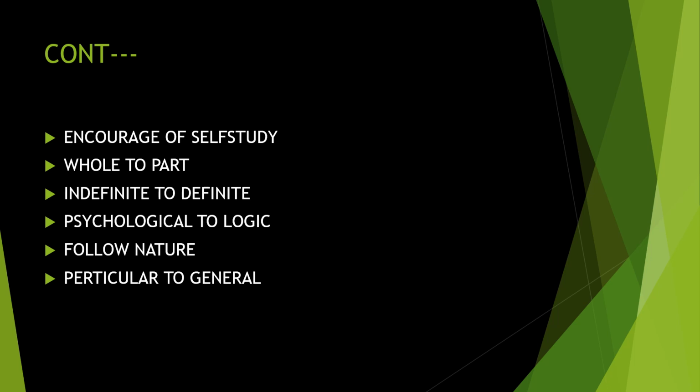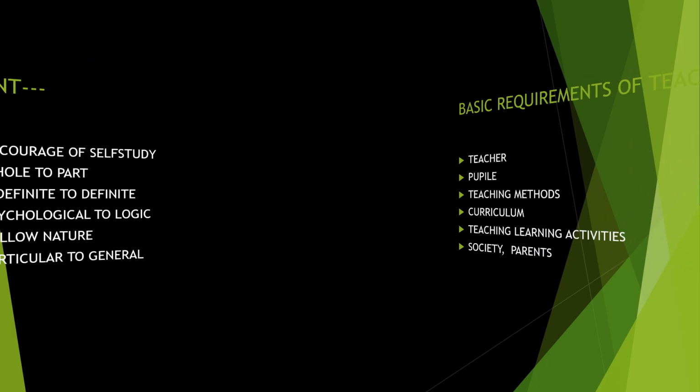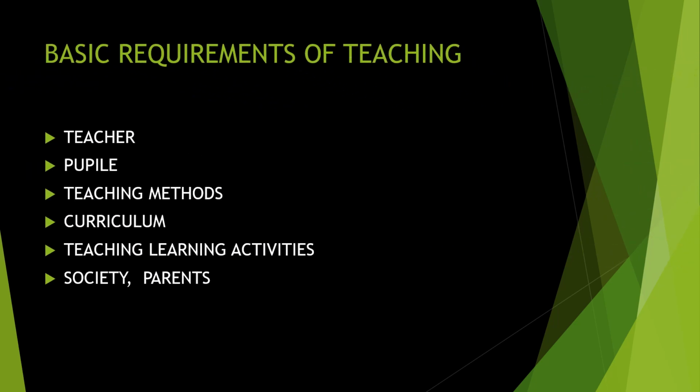So we have studied some of the main points of the maxims of teaching. All these are important things. You have to go through it. Nearly 12 are there, so you have to study all these 12 things. That is symbol to complex, whole to part, indefinite to definite, then concrete to abstract. Like that you have to study each and everything. Then it will be easy for you. They may ask questions directly most often from this side. So you study well. Okay, next we are going to study the basic requirements of teaching.